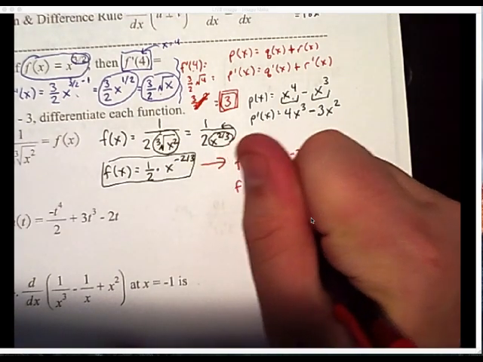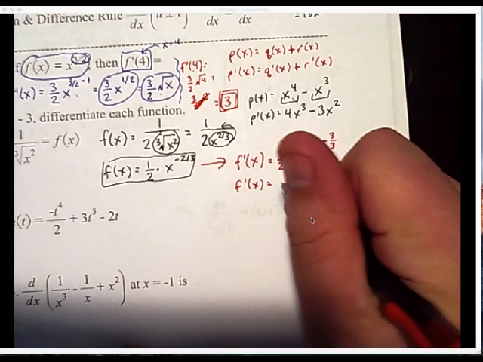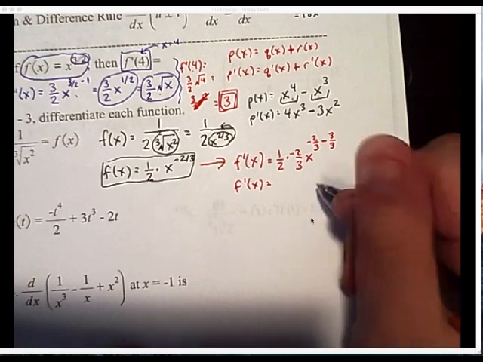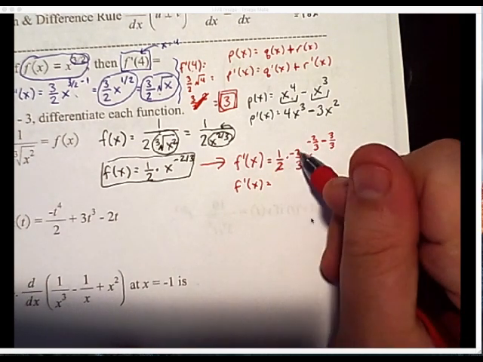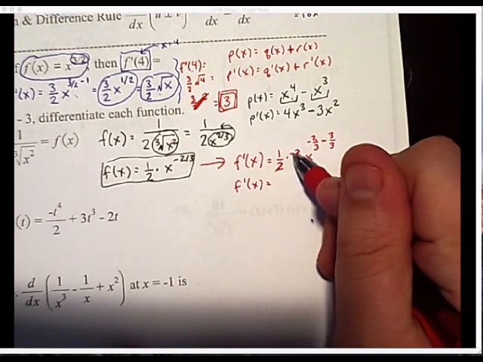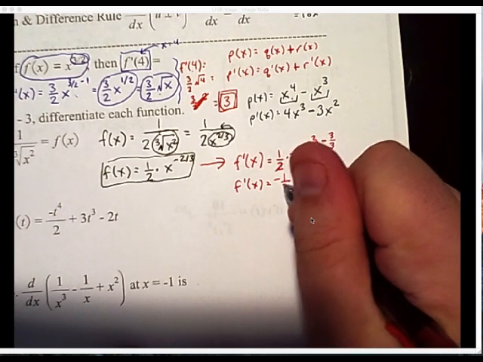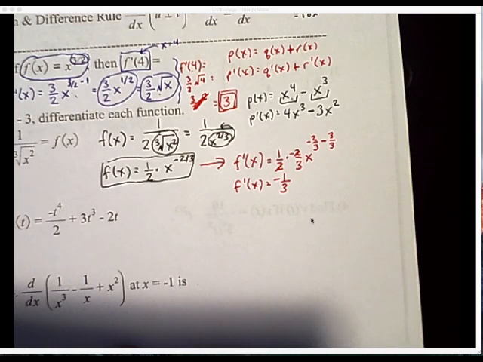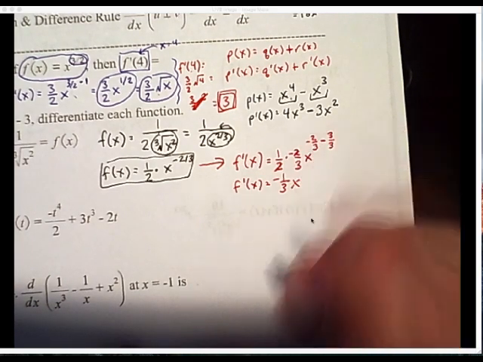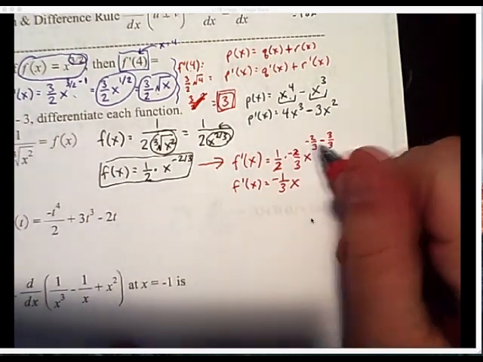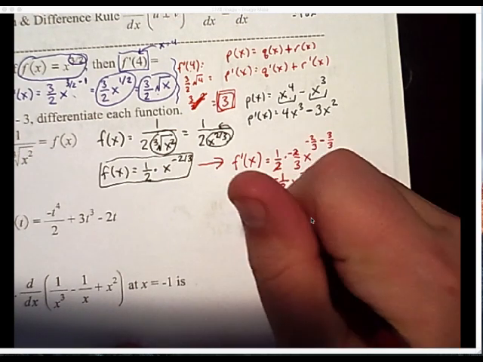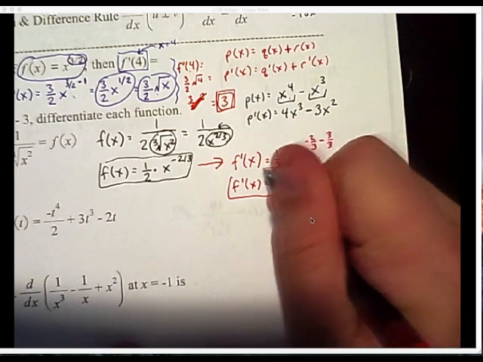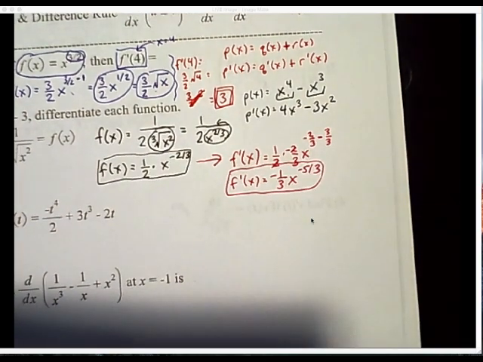So f prime of x would equal, well, let's go ahead and multiply those two together. These 2's cancel. You have 1 negative over 3, so that turns into negative 1/3 as the coefficient. X, negative 2/3 minus 3/3 is negative 5/3. So this is an acceptable answer for the derivative.